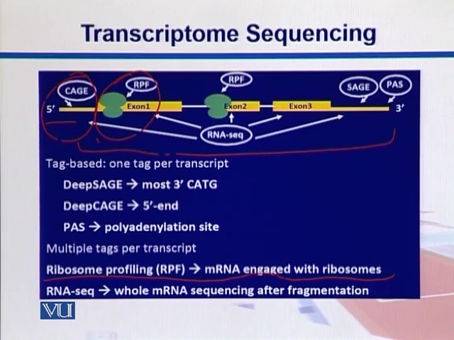SAGE is serial analysis of gene expression. That is mainly focused on the identification of RNA transcripts towards the 3' ends using some specific tags. Whereas polyadenylation sites can be studied to see what nucleotides are there where the poly A tails are attached to messenger RNA. So PAS focuses on studying that part of the messenger RNA.